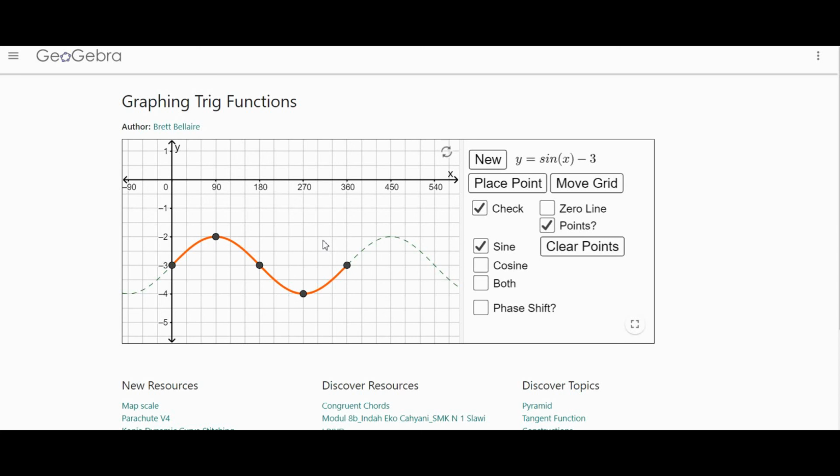This activity will really help you nail where those points are supposed to be, the max, the min, the 0 line, all that stuff. And then the paper stuff is maybe just practicing doing it with a pencil kind of thing.